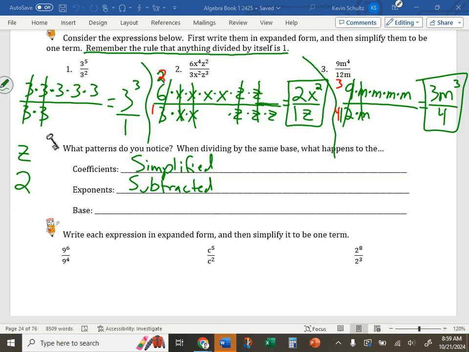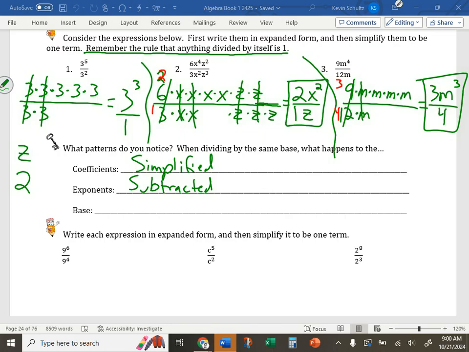Let's just pause here for a little bit. Let's test this out. 3 to the 5th over 3 squared. We ended up with 3 cubed. It's not a coincidence that 5 minus 2 equals 3. Because if we have 5 3's in the numerator and 2 3's in the denominator, these 2 3's will cancel out with 2 3's in the numerator, leaving us with 3. 5 minus 2. Over here, x to the 4th over x squared, 4 minus 2, we ended up with 2.